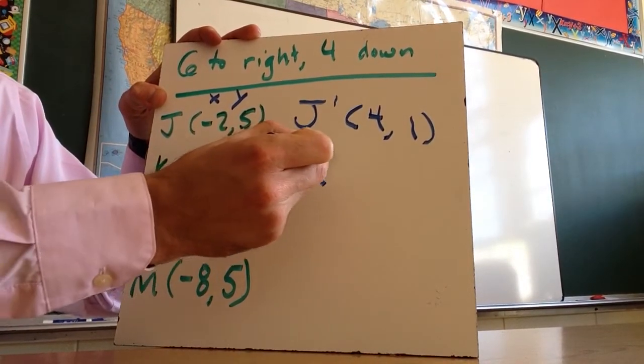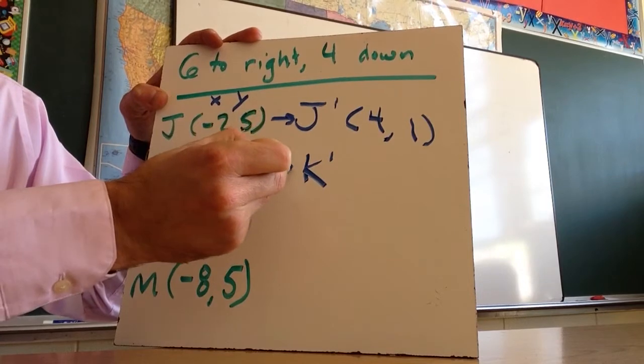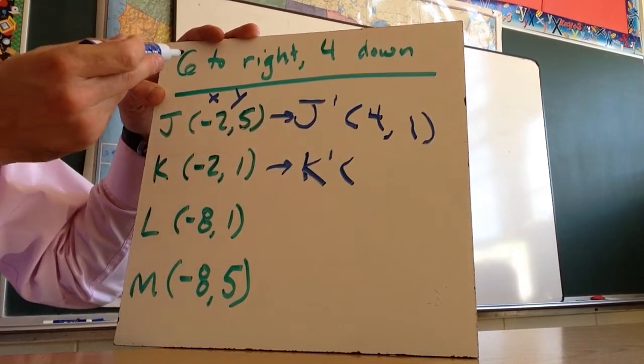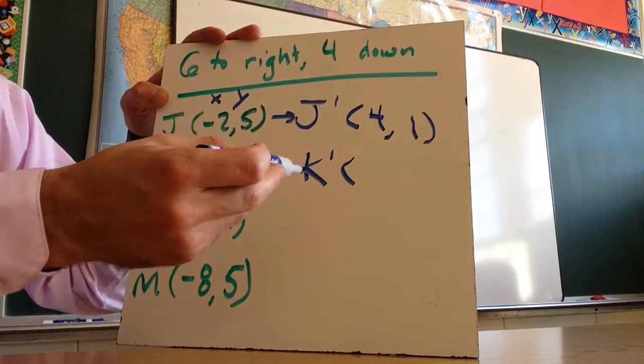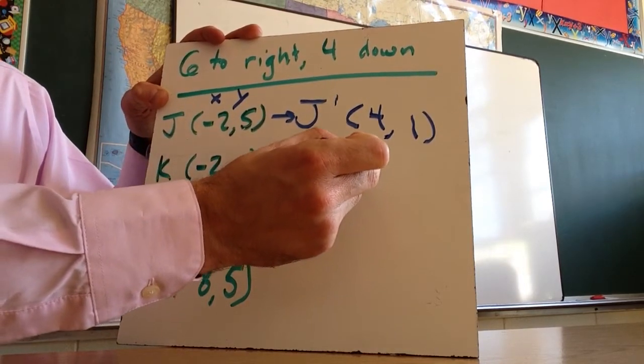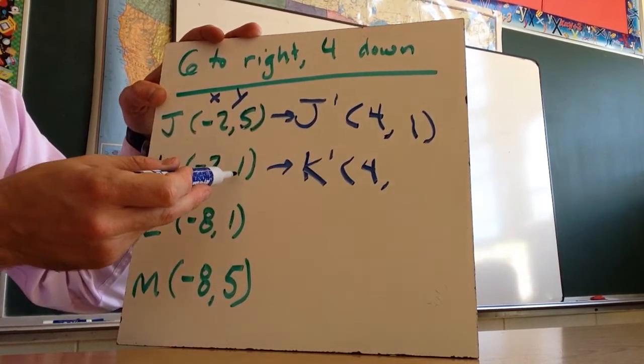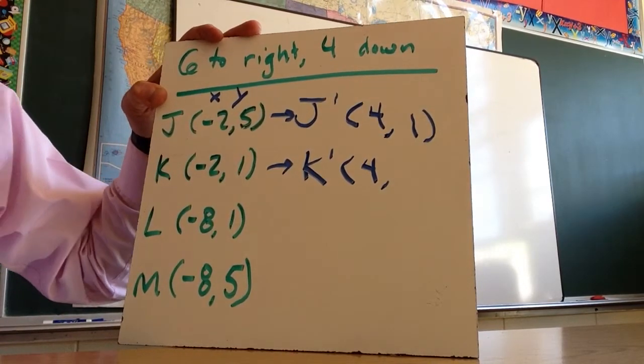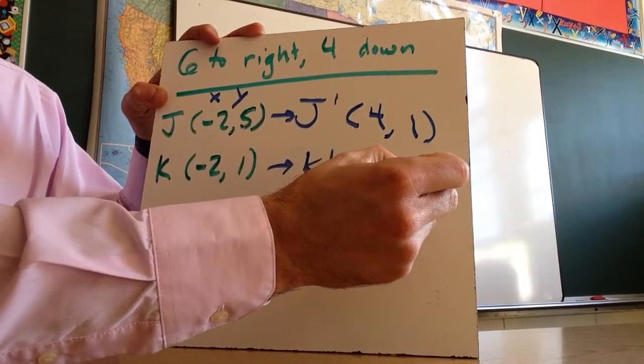K prime, I'm going to do the same thing. I'm going to take negative 2. I'm going to add 6. Negative 2 plus 6 is positive 4. I'm going to take 1. I'm going down 4, so I'm now going 1 minus 4. 1 minus 4 is negative 3.